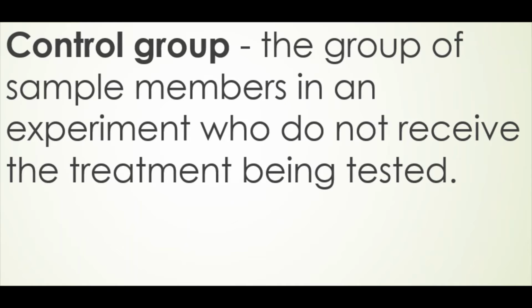So the group of sample members in an experiment who do not receive the treatment being tested is called the control group. And it's going to be very important that we choose our treatment group and control group randomly, and that they are the same in all respects except for the fact that the treatment group gets the treatment and the control group does not. This is going to be very important so that if we do observe a difference between the treatment group and the control group, we'll know then that that difference was caused by the treatment.